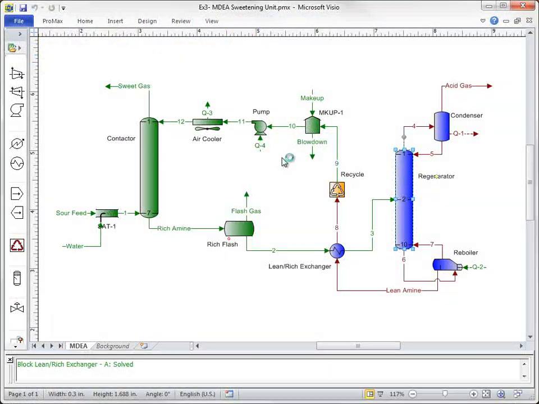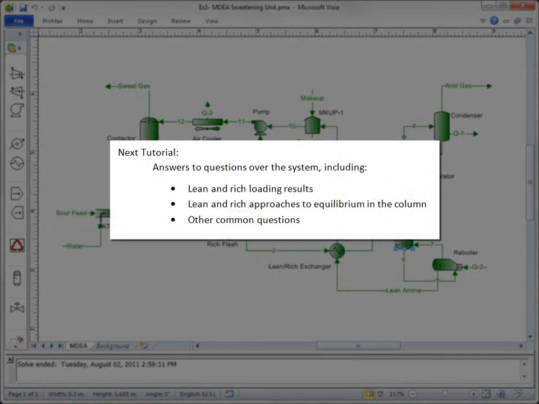Click Execute Project and wait for the entire project, including the recycle block, to turn green, and for the message log to show that the solve has ended. The following tutorial will step through answering the questions for this project, including an explanation on amine loading and lean and rich approaches in the contactor.